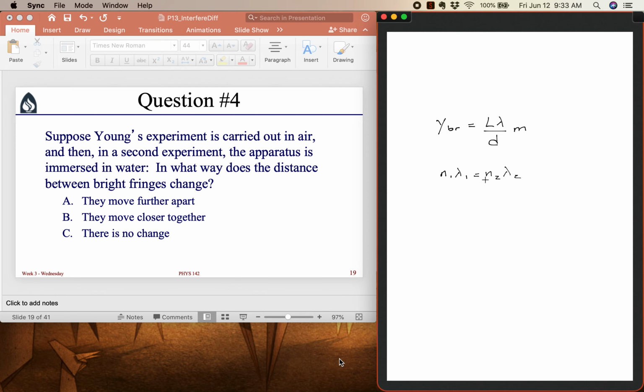So if we increase the index of refraction, we're going to be decreasing the wavelength so that this remains equal. So if the wavelength is getting smaller, then the distance to each bright fringe is going to get smaller, and the bright fringes are going to move closer together.